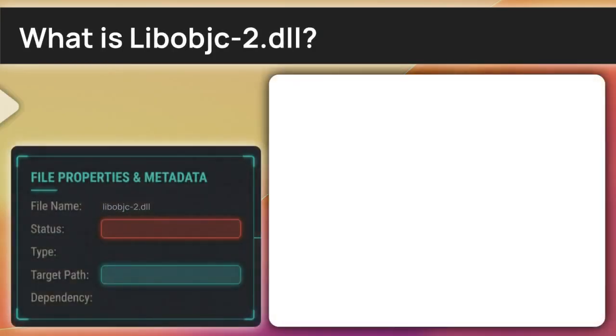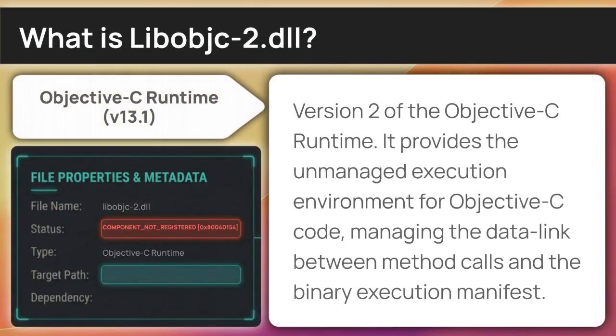This is the libobjc-2, version 2 of the Objective-C Runtime. It provides the unmanaged execution environment for Objective-C code, managing the data link between method calls and the binary execution manifest. Let's transition to the solution, starting with the official Microsoft redistributable.